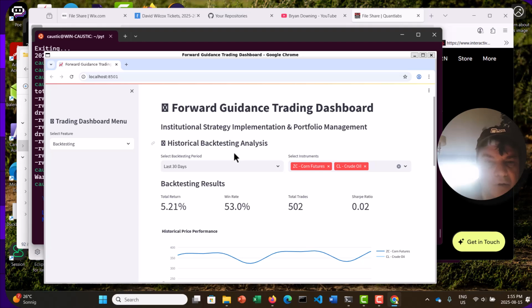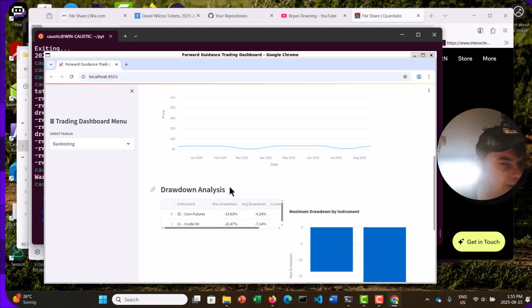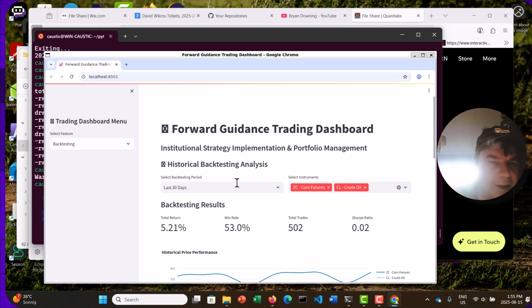Okay, so here you've got how the overall strategy has been doing using these AI-suggested strategies. You can see here combined, we're doing pretty good. Over the last 30 days, we're at 5.21%. Plus, we have a 53% win ratio, which is really good. And that's measured over total trades of 502 with a mediocre Sharpe. But I'll gladly take a 5.2% return and a 53% win ratio regardless, over the last 30 days.